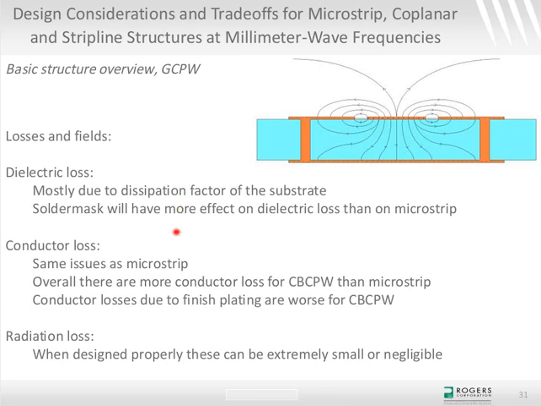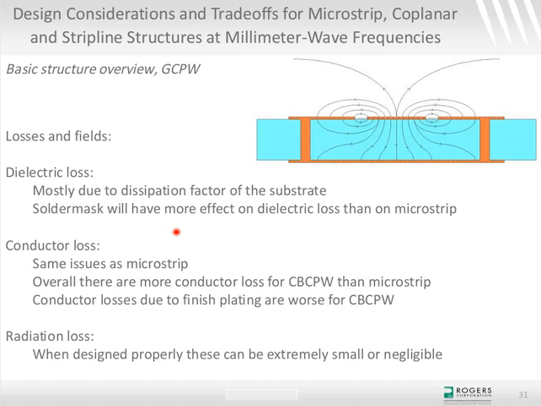Basically, for the insertion loss of a grounded coplanar waveguide, the dielectric losses are mostly due to the dissipation factor of the substrate. If you do put solder mask on top of this structure, the solder mask will increase the dielectric losses, and actually a lot more than it will for microstrip, because of the coupling structure between the signal plane and the neighboring ground planes of the coplanar layer. The coupling is actually using the dissipation factor of the solder mask, whereas without solder mask, it's using air and substrate.